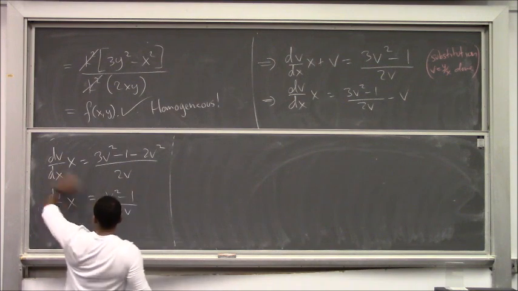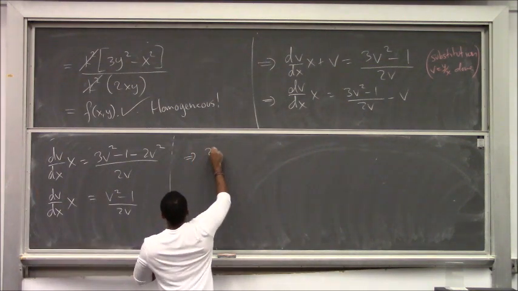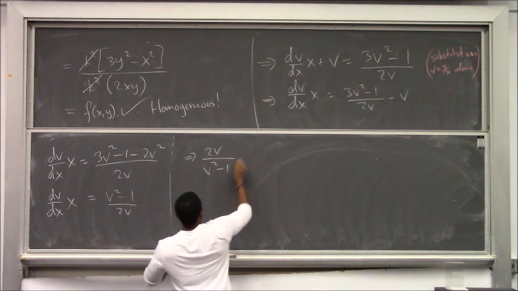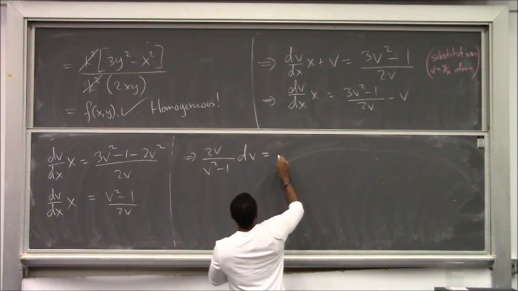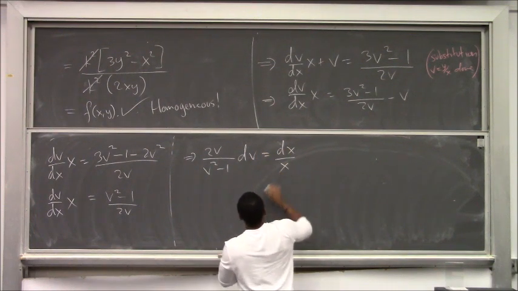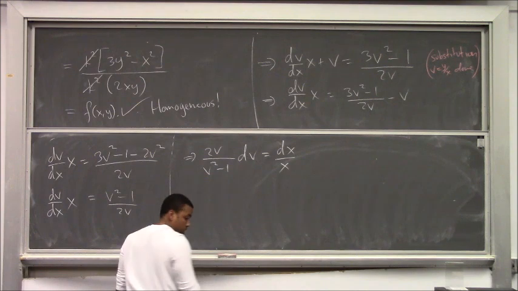So now it's separable, move this over there. That's going to look like 2v over v squared minus 1 dv equals dx over x. How do you integrate this?